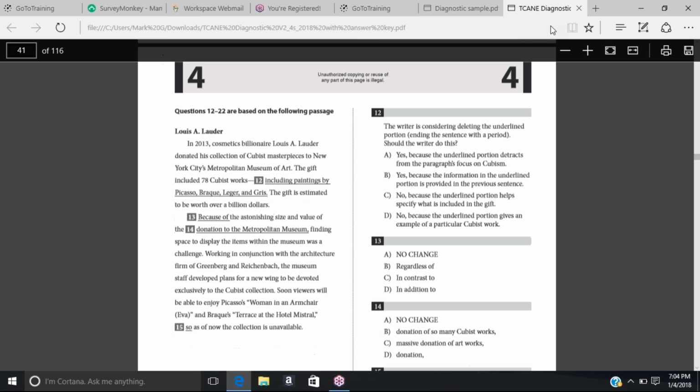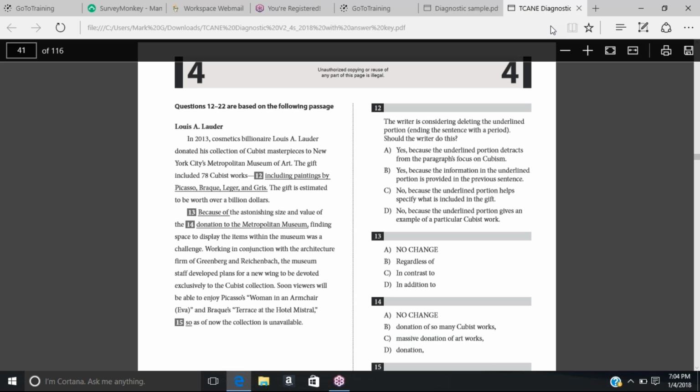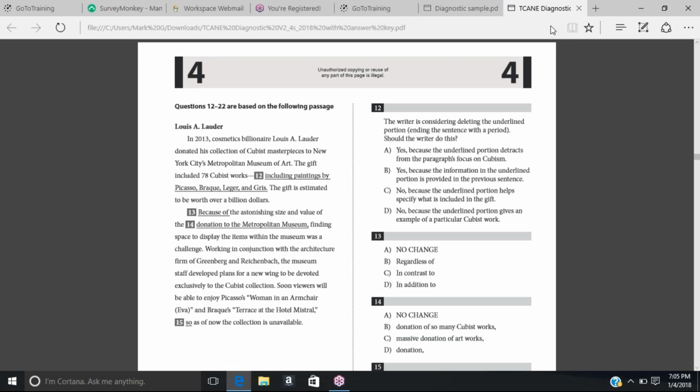Now remember, 4 is a lot like 1. Okay, this is the SAT version. ACT section 1 acts almost the same way.